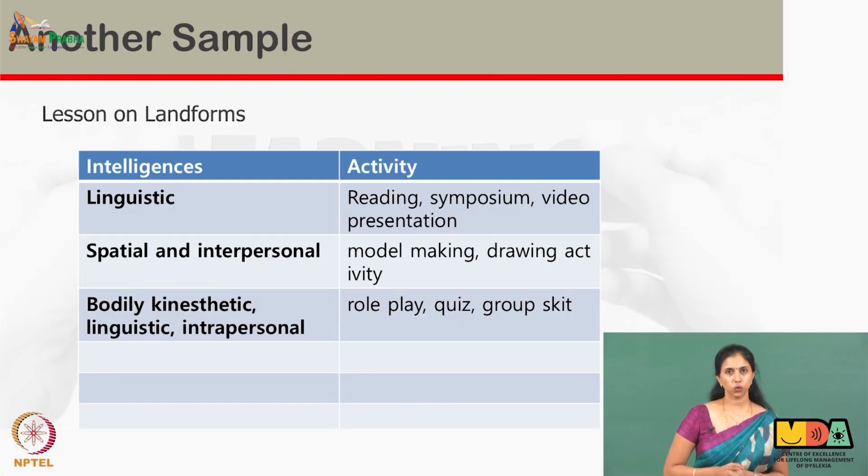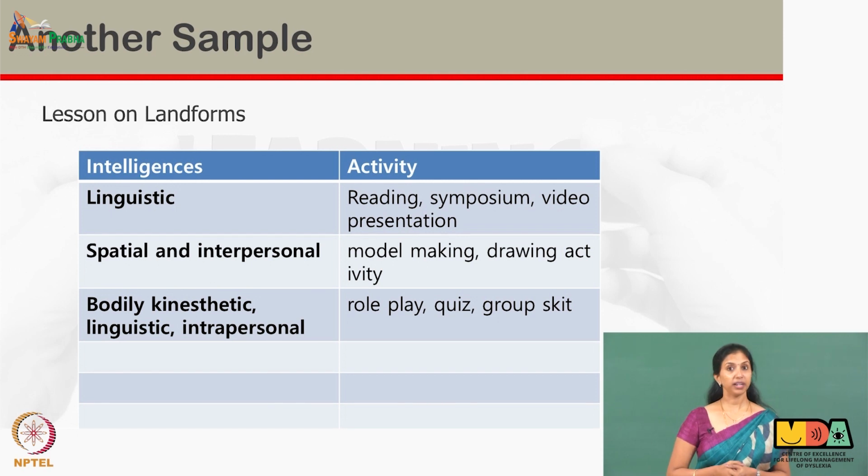Divide the class into groups and involve them in a model making activity. Each group then makes a model depicting a landform under the guidance of the teacher. The team effort kindles the interpersonal intelligence, and the visuospatial intelligence is being taken care by the model making activity. A drawing activity given as a home assignment will fit into this category.